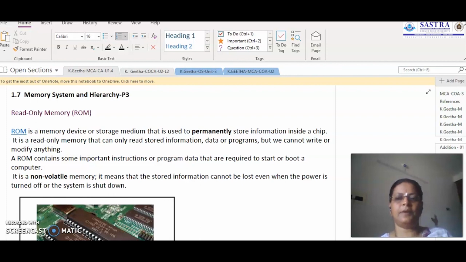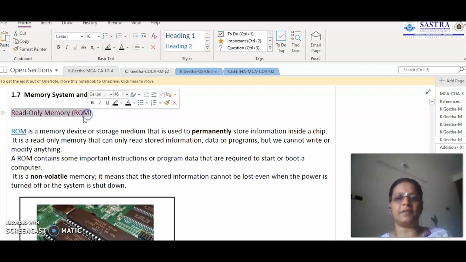Hello everyone. So in this session we will just continue our discussion with respect to the memory system. In the previous sessions we have classified the memories and we have just seen the hierarchy. Now we will see what we actually mean by the different types of memories. Here we will discuss read-only memory. As the name implies, it is meant for read-only purposes.